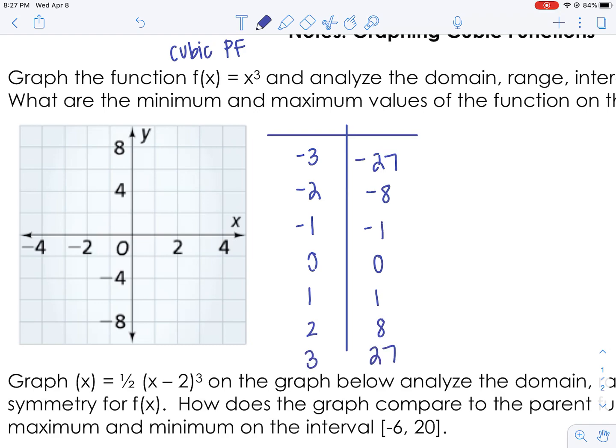So the difference between this and the quadratic parent function is this: I was having positive numbers, but with cubic, I can have negative numbers. So just heads up on that.